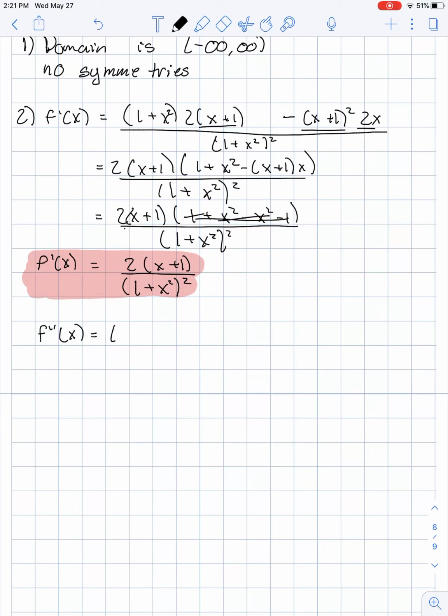And then now we can find f double prime of x. We're going to have to do the quotient rule again. Okay. So do low, d high, which is just going to give us 2, minus high, d low, so it's going to give us 2 x squared plus 1 times 2x. Oh, that's what I was reading earlier. Okay. And then the bottom squared again, so that's going to be 1 plus x squared, everything to the 4th.